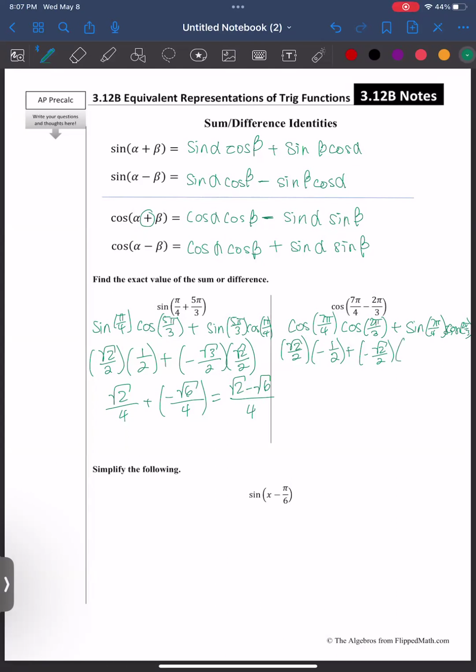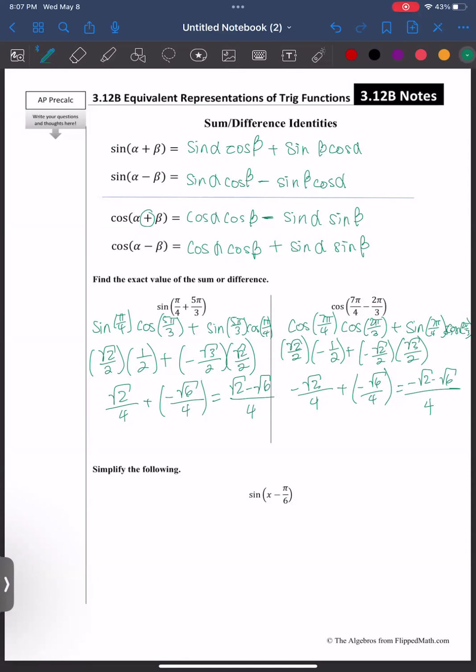And then cosine of 2 pi over 3 is going to be square root of 3 over 2. So now I'm going to go ahead and do the same thing. I'm going to multiply, so I get negative square root of 2 over 4 plus negative square root of 6 over 4, which is going to give me negative square root of 2 minus square root of 6 over 4. And those are my two final answers.